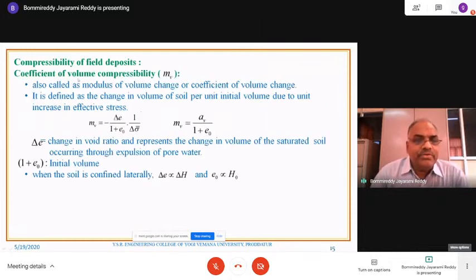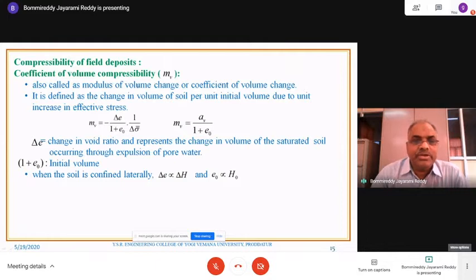Then coefficient of volume compressibility. Already you have seen one coefficient, AV. Coefficient of compressibility is AV. Now it is coefficient of volume compressibility, which is MV. This is sometimes called the modulus of volume change, or coefficient of volume change.